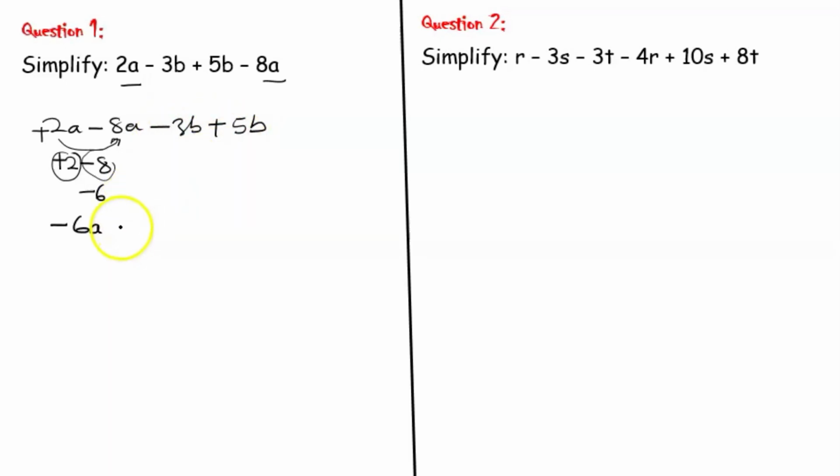Okay, so this is going to give us plus what now? Plus 2b. Okay, and this is the final answer because they are no longer like terms. Unless you want to hide the negative, I can also say the same thing as 2b minus 6a.